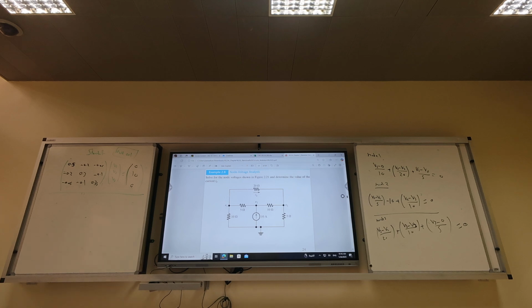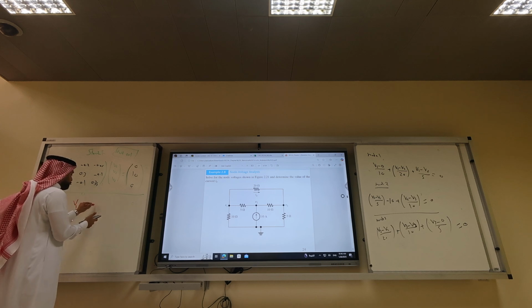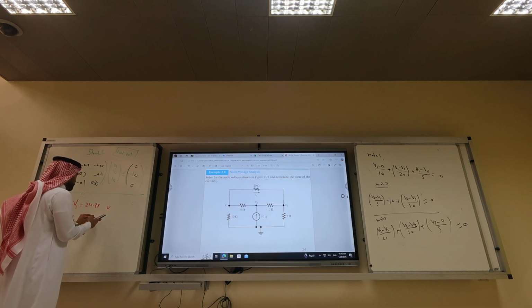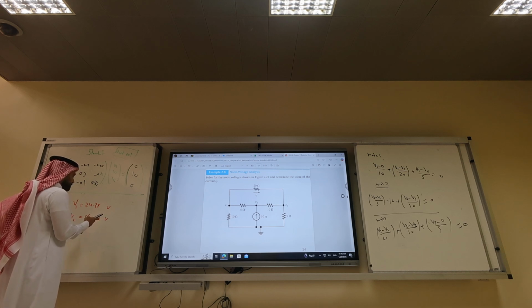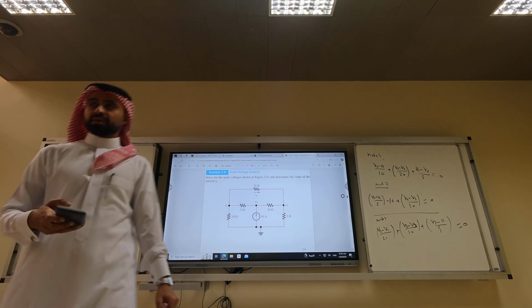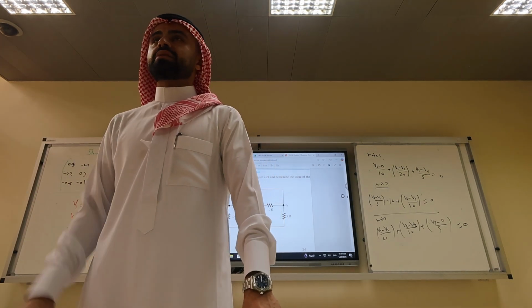If you solve it, and correct me if I'm wrong, V1 is 24.39 volts, V2 is 56.097 volts, and V3 equals 19.5. Am I right or wrong? I think I'm wrong. Correct? The same. You got the same answers.